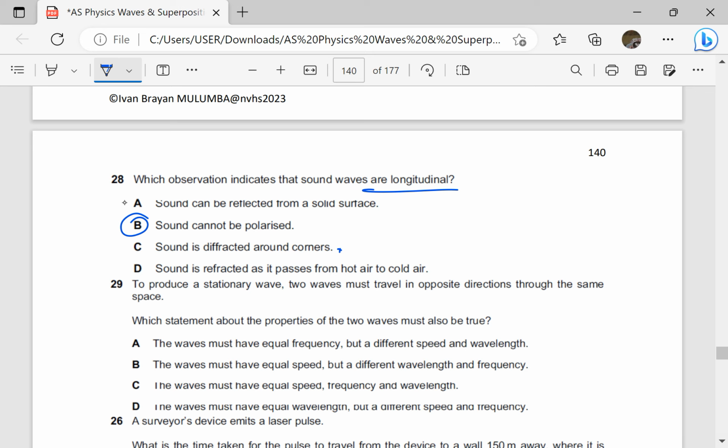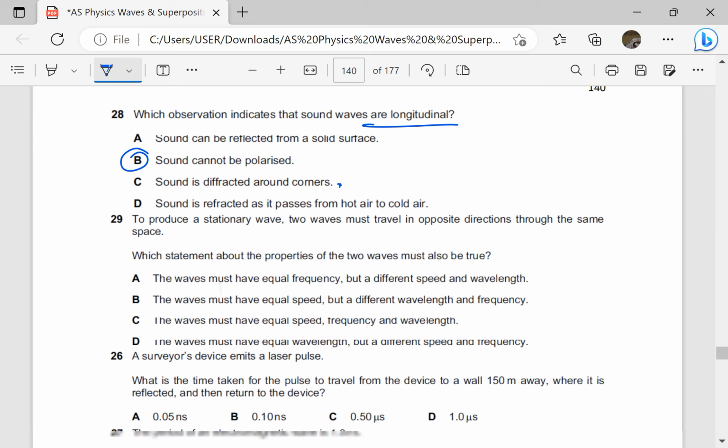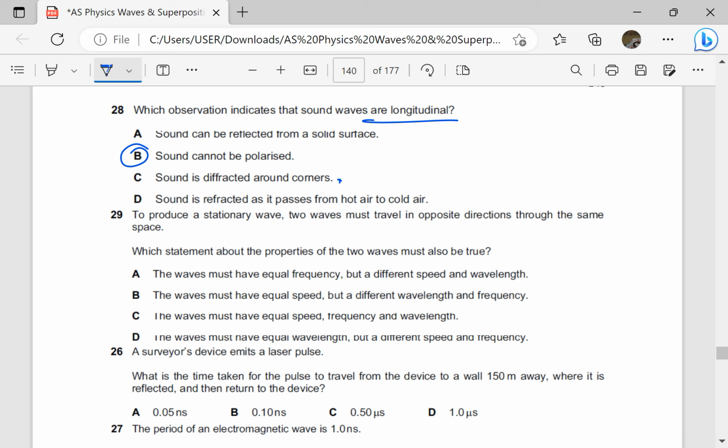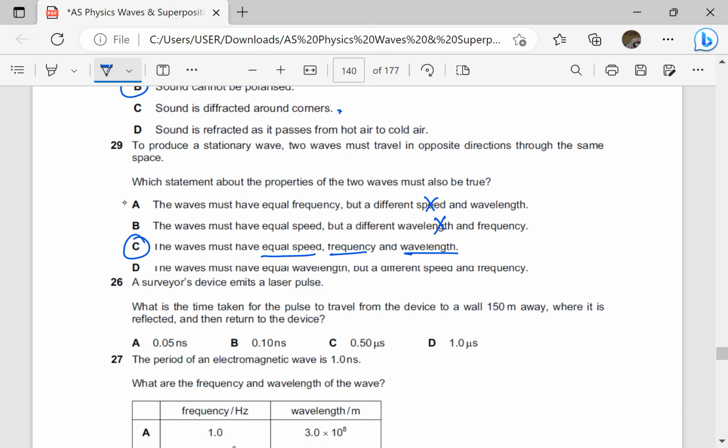To produce a stationary wave, two waves must travel in opposite directions through the same space. Which statement about the properties of the waves must also be true? The waves must have equal frequency but different speeds. The speeds must be the same. The waves must have equal speed but different wavelength. The wavelength must also be the same. The waves must have equal speed, frequency, and wavelength. So that is very true. The speed must be the same, frequency must be the same, and the wavelength. Of course, if speed and frequency are the same, it implies the wavelength is the same.